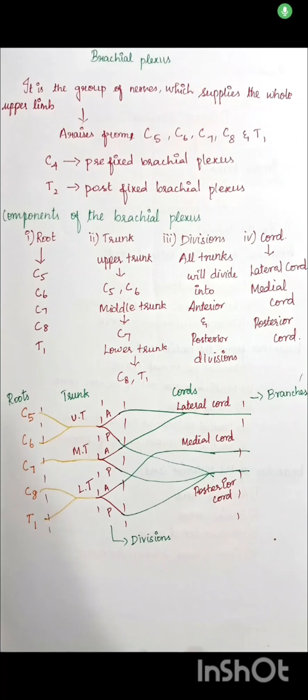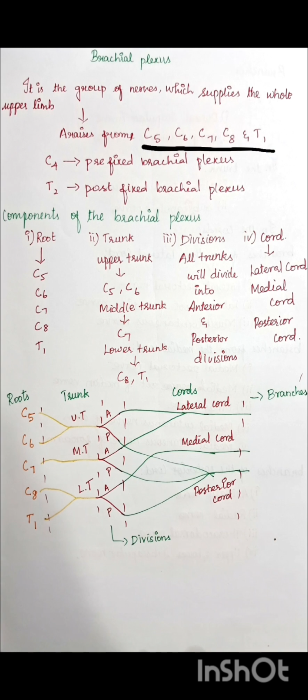This is the brachial plexus. The brachial plexus is the group of nerves which supplies the upper limb. There are many branches and many nerves which arise from the brachial plexus, so we will discuss the brachial plexus in this video. The brachial plexus mainly arises from C5, C6, C7, C8 and T1.